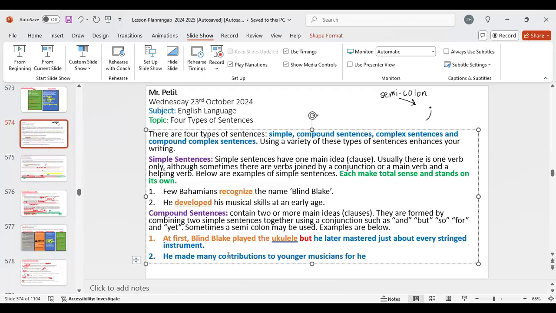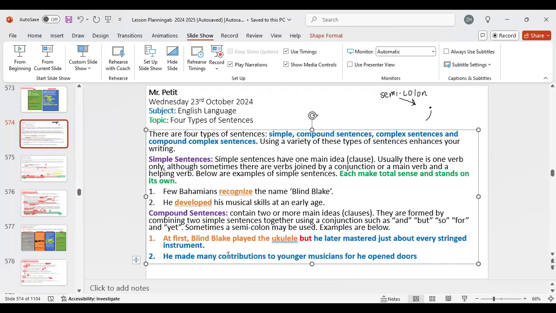Mr. Petit, is blind Blake a real guy? I think so. Yes, he is. And what is the ukulele? You don't know what the ukulele is? Ukulele is like a mini guitar. Yeah, the mini guitar.